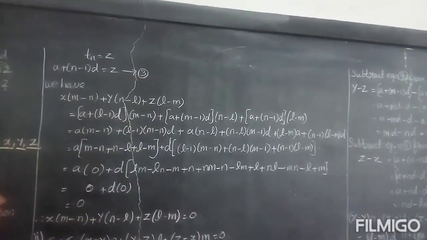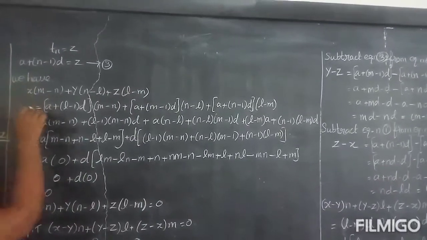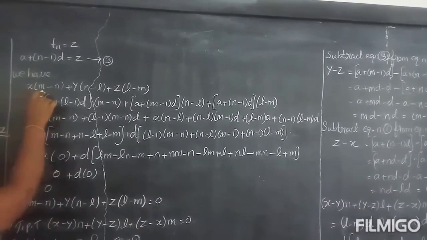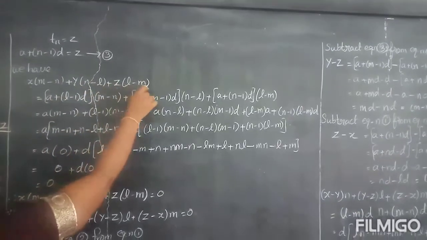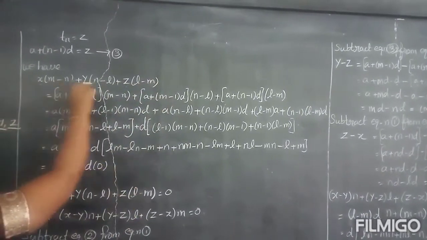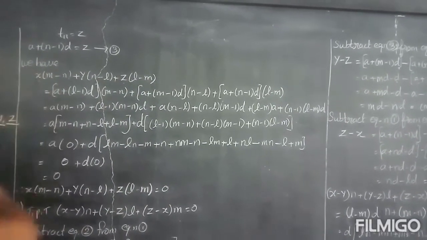This one as third equation. Okay. So next, take the LHS in the first one: x into (m minus n) plus y into (n minus l) plus z into (l minus m). So we take the LHS part of the first subdivision. Okay. Now x value we find here.